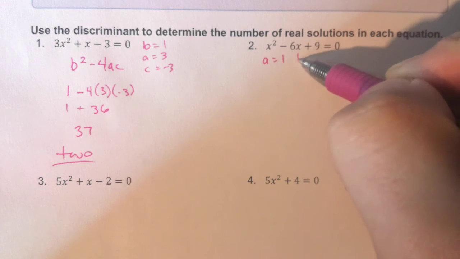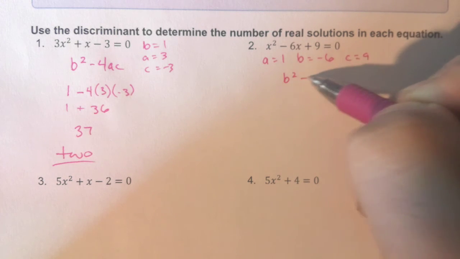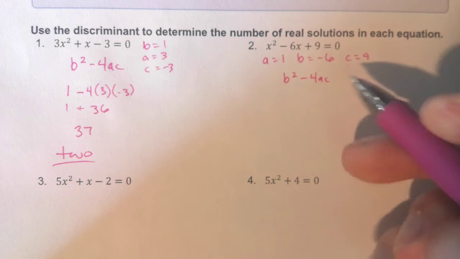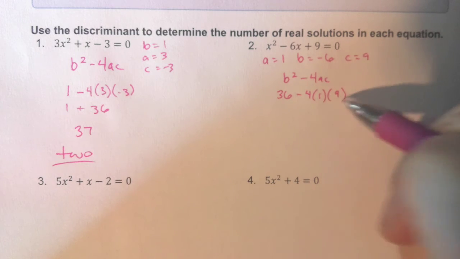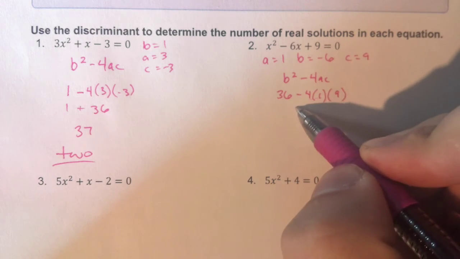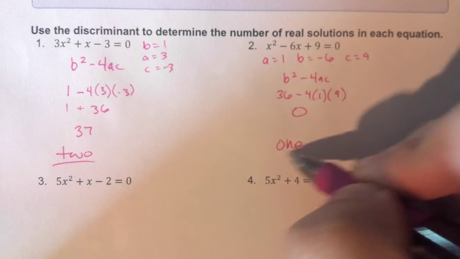Here, A would be 1, B would be -6, C would be 9. So b squared minus 4ac is the only part we're looking at. So that would be 36 minus 4 times 1 times 9. That's 36, so I got 0. 36 minus 36 is 0, so that would be 1 solution.